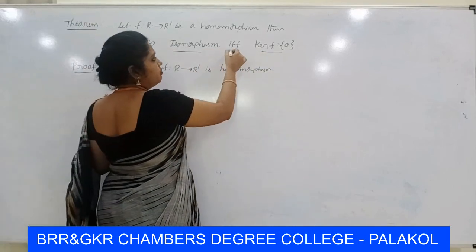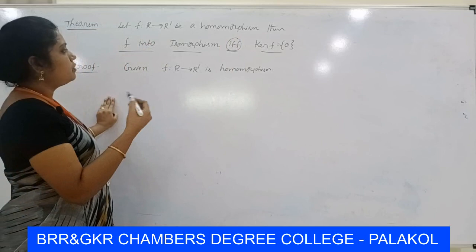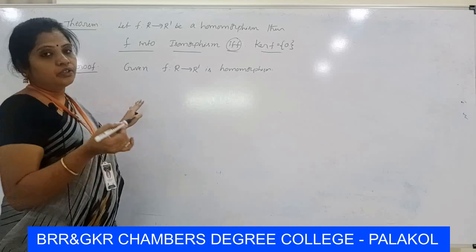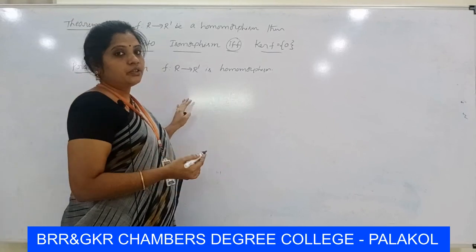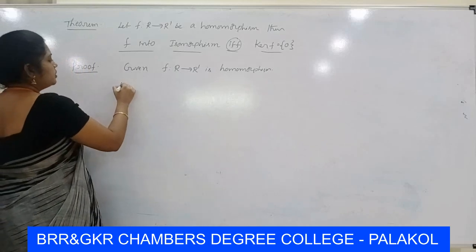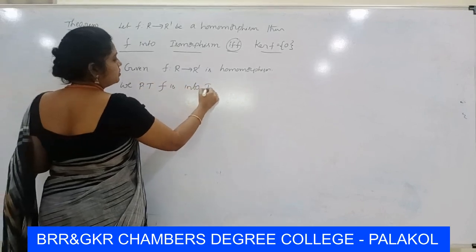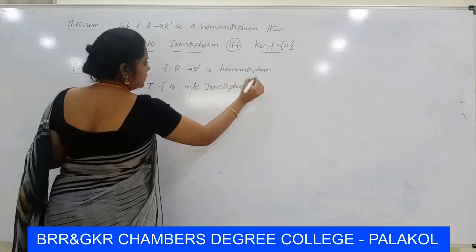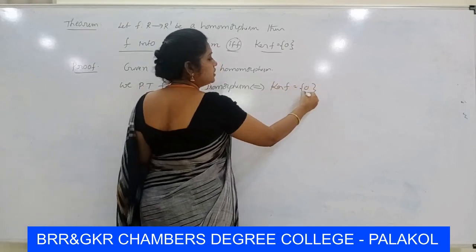Here this statement has if and only if, which means we have to prove this theorem in two parts. First we assume that f is an into isomorphism, then we prove kernel f equal to singleton 0. Similarly, conversely, if we take kernel f equal to 0, then we have to prove f is an into isomorphism. We prove that f is an into isomorphism if and only if kernel f equal to singleton 0.